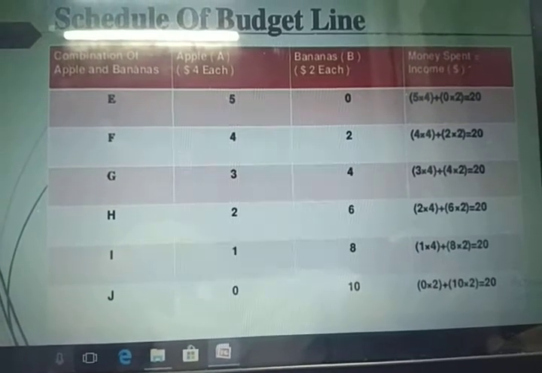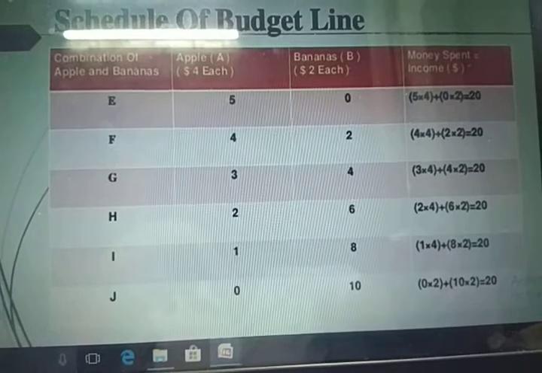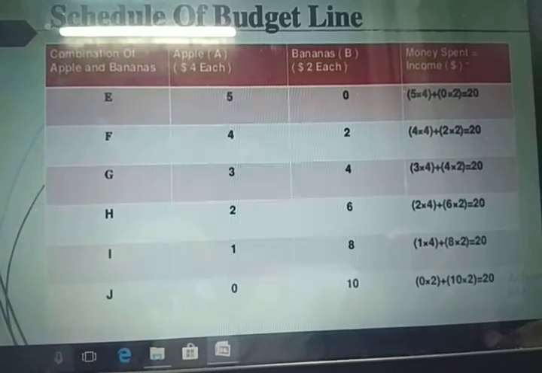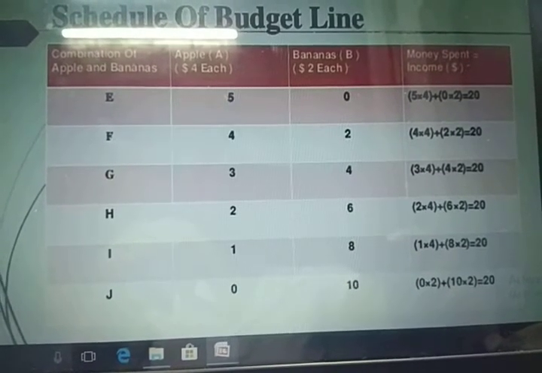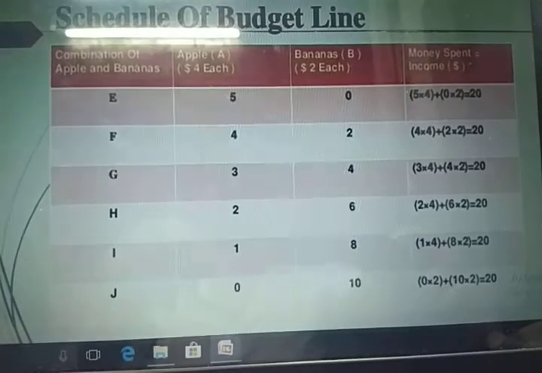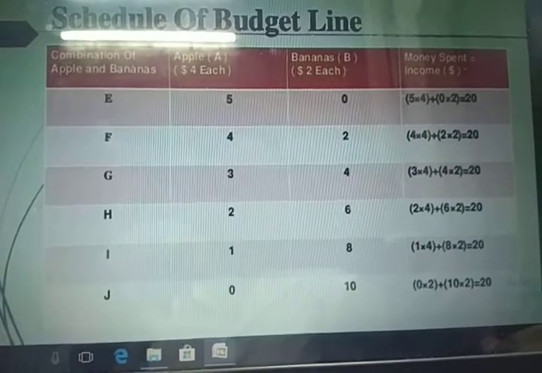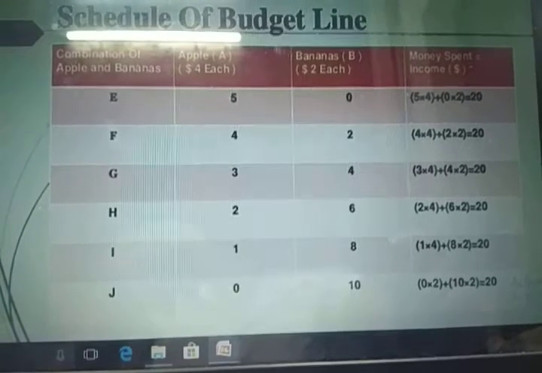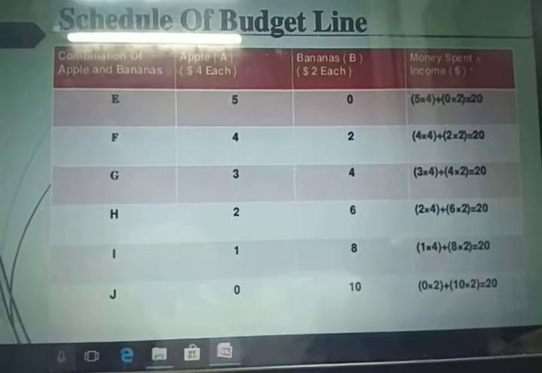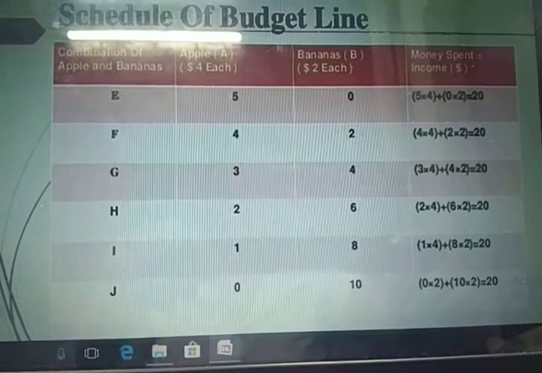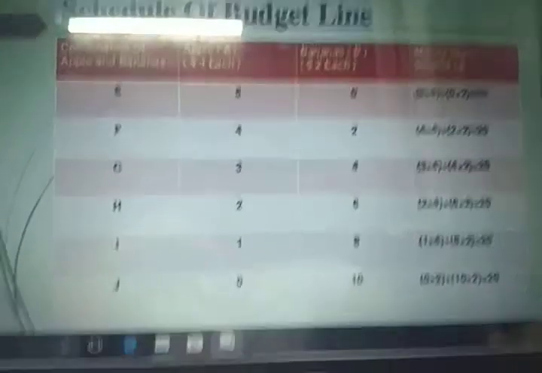At combination H, you are spending 4 twos, that is 8 rupees on apple and 12 rupees on banana. At combination I, 4 rupees on apple and 16 rupees on banana, the total comes to 20. At combination J, 0 rupees on apple and the complete 20 rupees on banana.